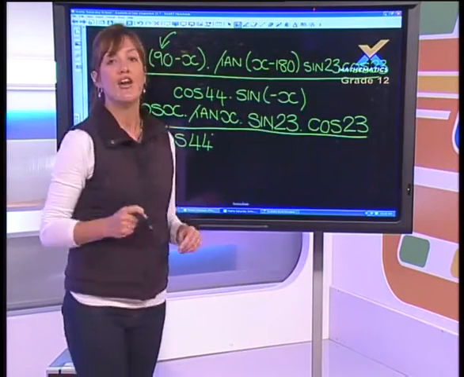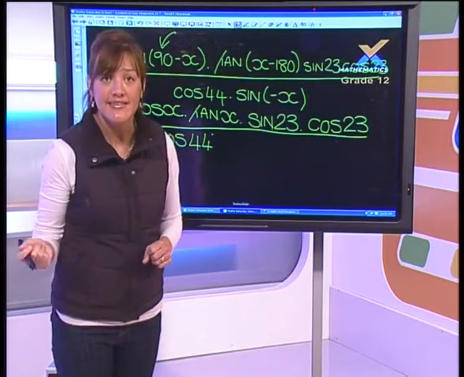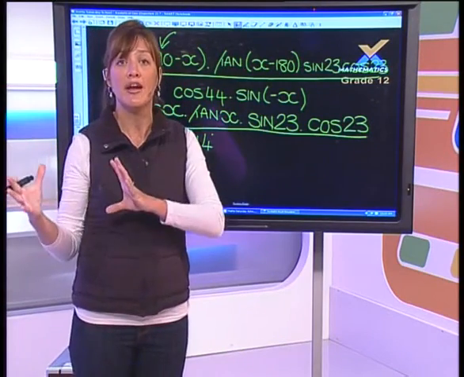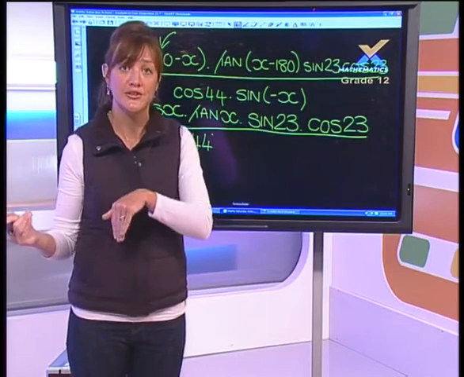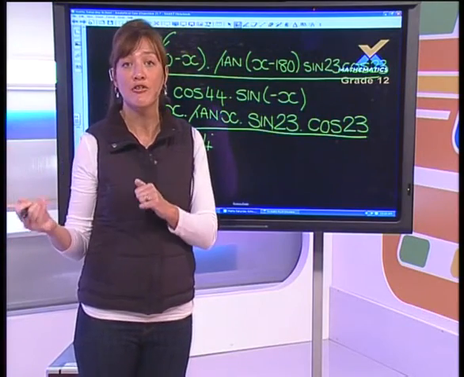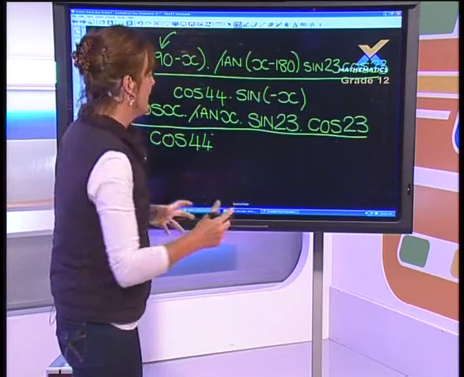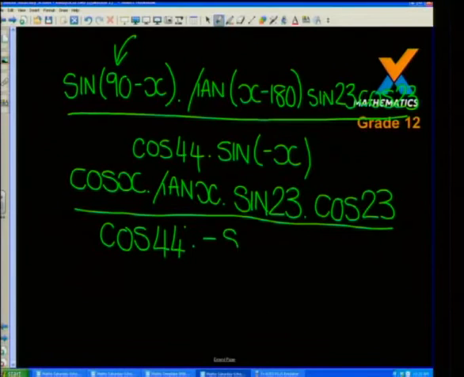And we've got sine of negative x. Negative x, in grade 12, is another way of referring to your fourth quadrant. And sine in your fourth quadrant is negative. So that's going to become negative sine x.